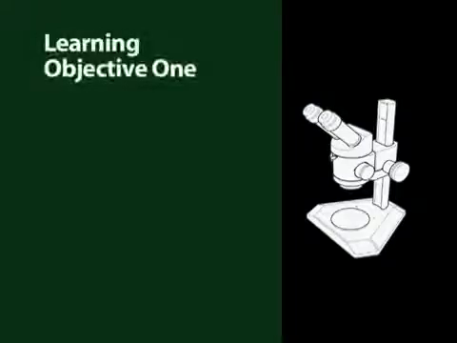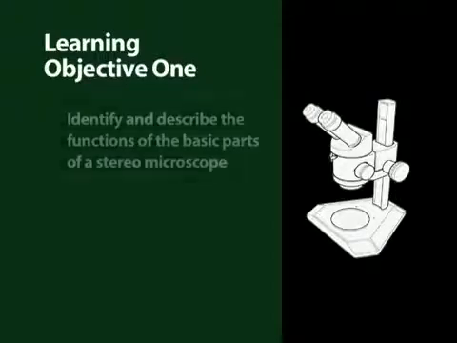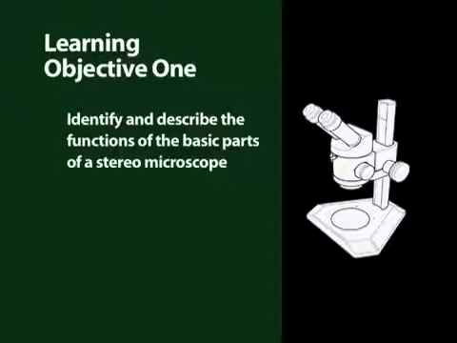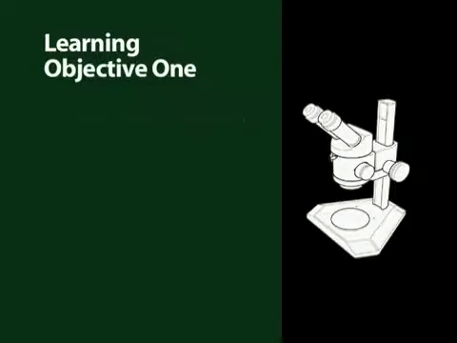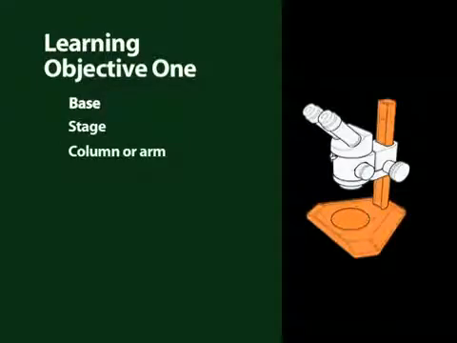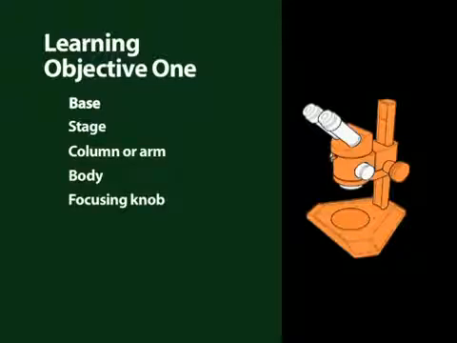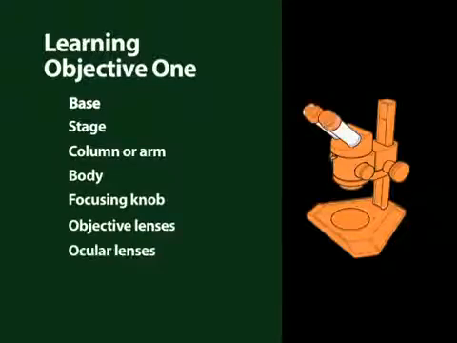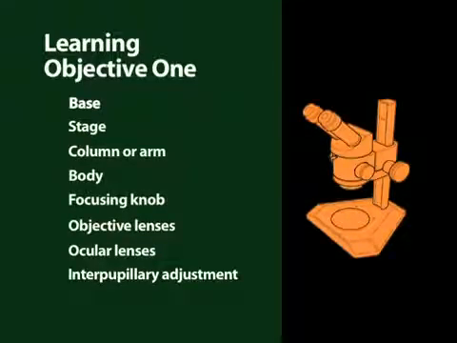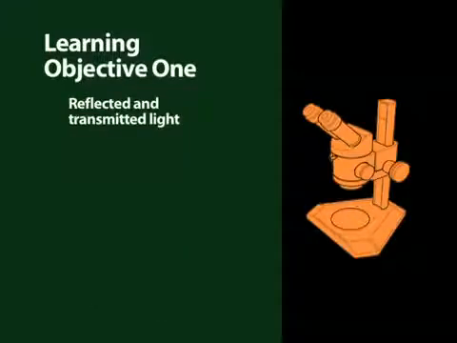We have now come to the end of the first part of this video. The learning objective of this section was to identify and describe the functions of the basic parts of a stereo microscope. This included the base, stage, column or arm, body, focusing knob, objective lenses, ocular lenses, interpupillary adjustment, and diopter adjustment. We also looked at reflected and transmitted light.